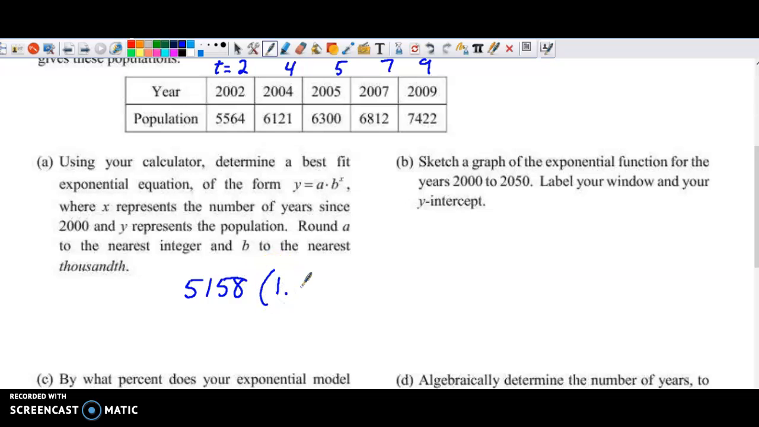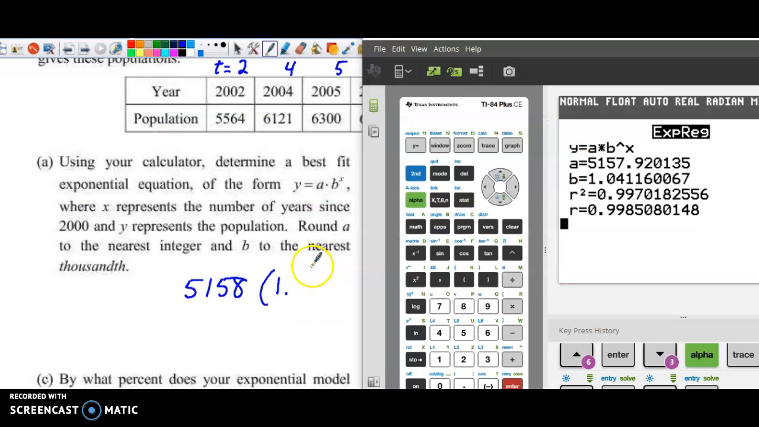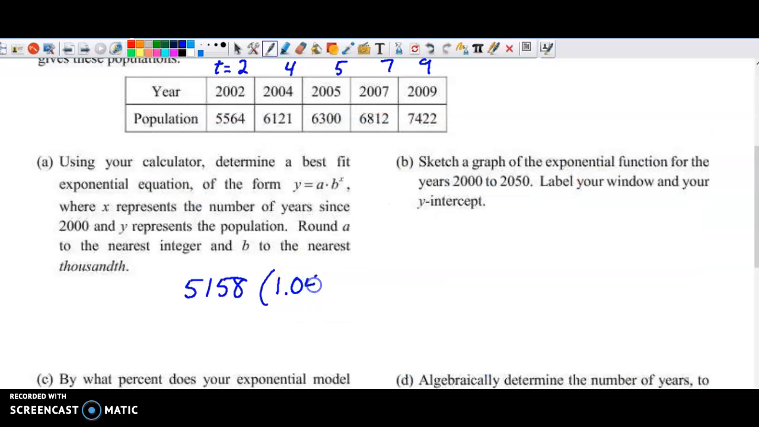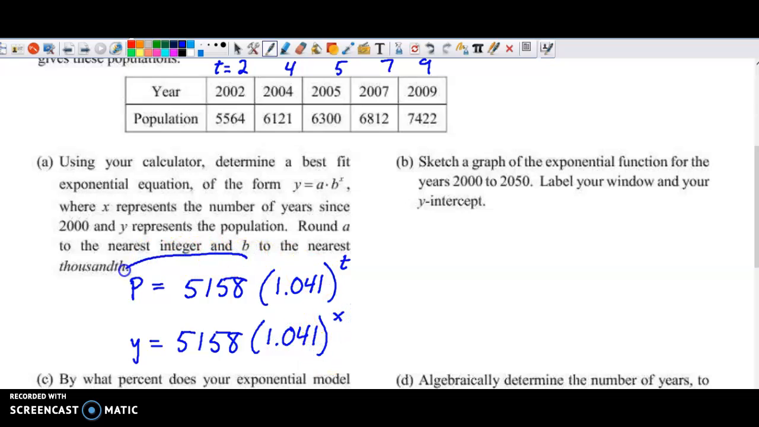And then 1.041 is the b value, to the x power. I'm actually going to write t because I like t instead of x, and then I'm going to write p for population. But if you wanted to leave it as y, because that is what the directions say, 5,158 times 1.041 to the x power. I'm just giving you my preference here.